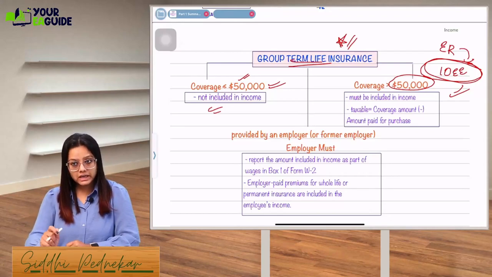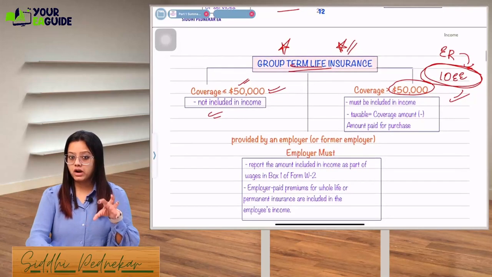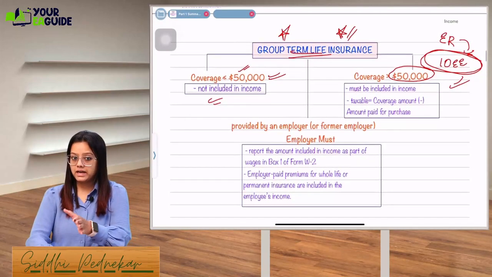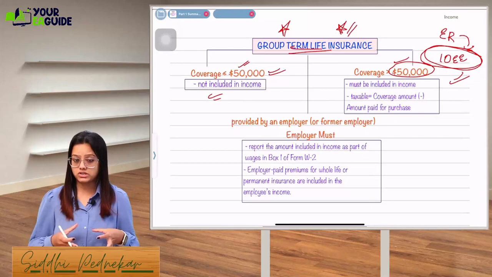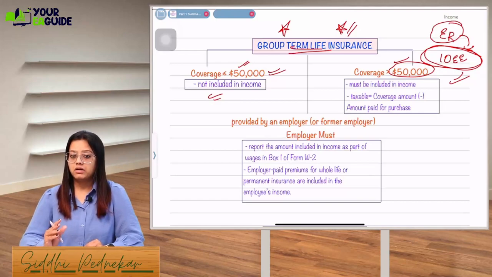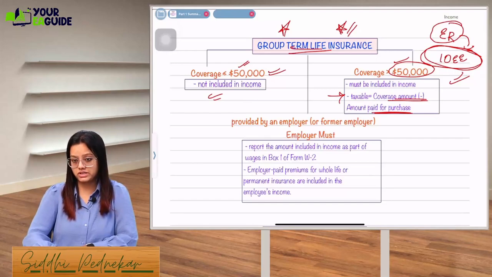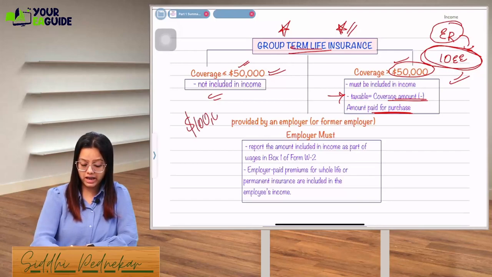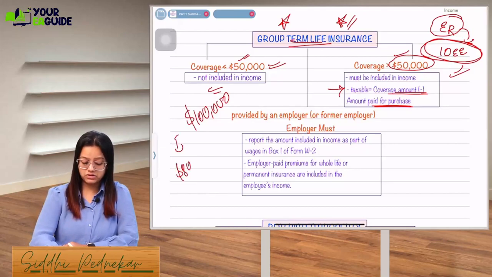There will be 2-3 tricky MCQs based on this group term life insurance policy. They'll provide you the whole amount of coverage, and let's say 10 employees are there. If the amount of coverage is more than 50,000, you will have to check what is the actual cost which the employer is incurring for the employees, and then find out the amount. Here it is mentioned, taxable amount is coverage amount minus amount paid to purchase it. Coverage is a different thing, premium payment is a different thing. So if the coverage is more than 50,000, let's say only $1 lakh has been covered, but the cost of taking this coverage is just $80,000.